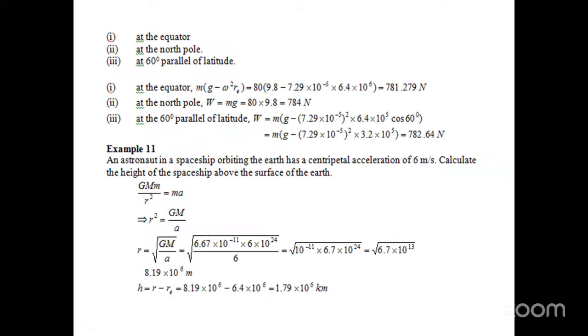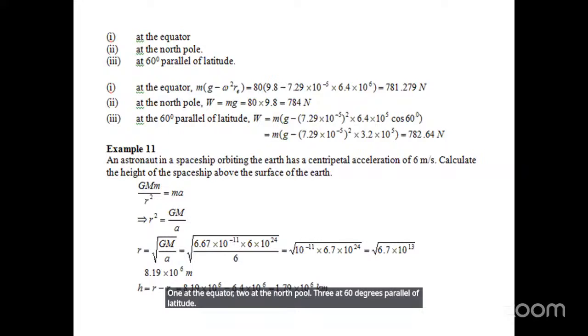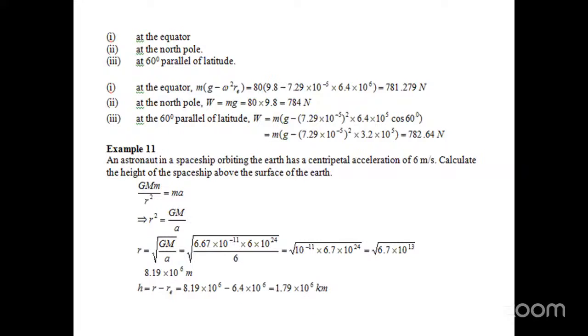1 at the equator, 2 at the North Pole, 3 at 60 degrees parallel of latitude. At the equator, m into g minus omega squared re gives 781.279 newtons. At the pole, W is just equal to mg, which is just 74 newtons. At 60 degrees parallel of latitude, W is going to be 72.64 newtons.